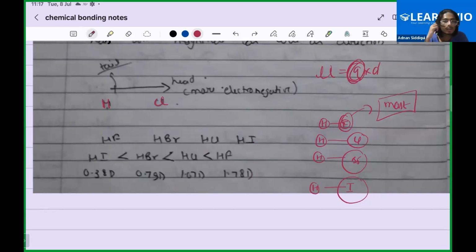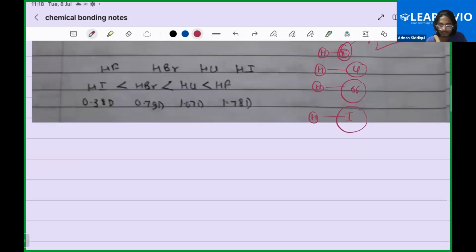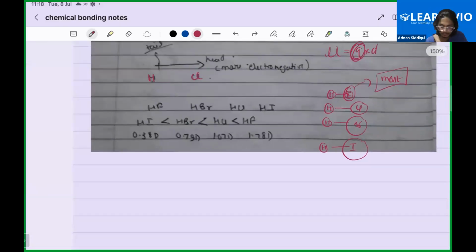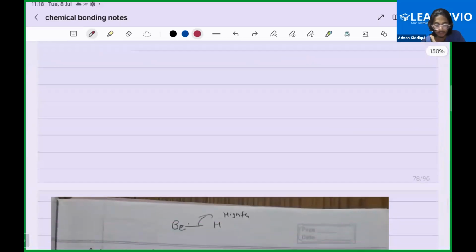But that is less than HCl. Yes, see, I understood. I just inverted it. I thought it was the opposite. Is it clear now? Yeah, I understood. Good, good, good. So this is about dipole moment.